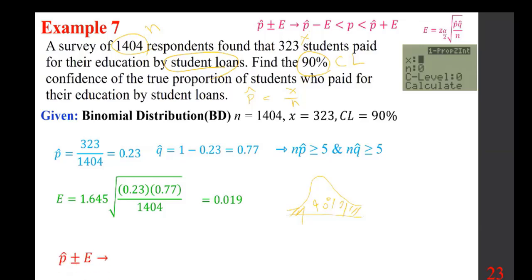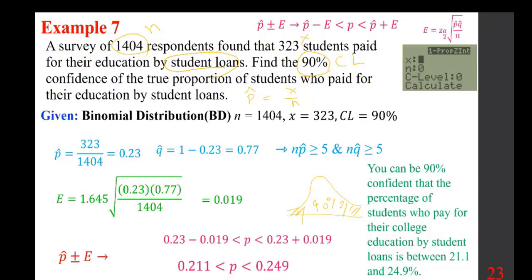So all you have to do is p-hat plus or minus E. Now you're going to subtract this from 0.23 and you're going to add this to 0.23. What does it mean? That means we are 90% confident that this confidence interval of 0.211 to 0.249 does contain the true percentage. So you can be 90% confident that the percentage of students who pay for their college education by student loan is between 0.211 and 0.249, which means 21.1% and 24.9%. Let's look at the last question of the section.